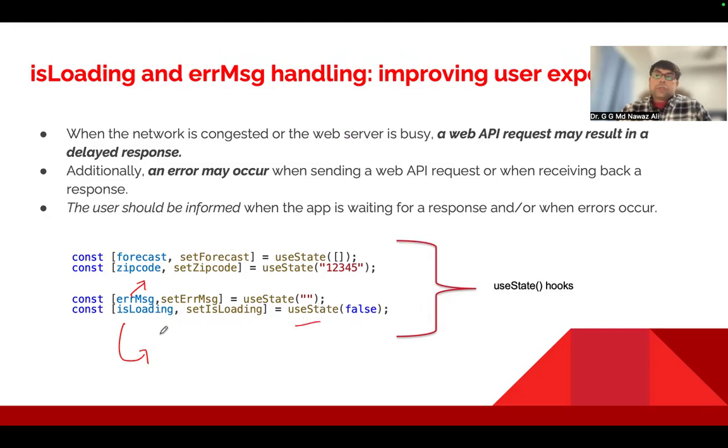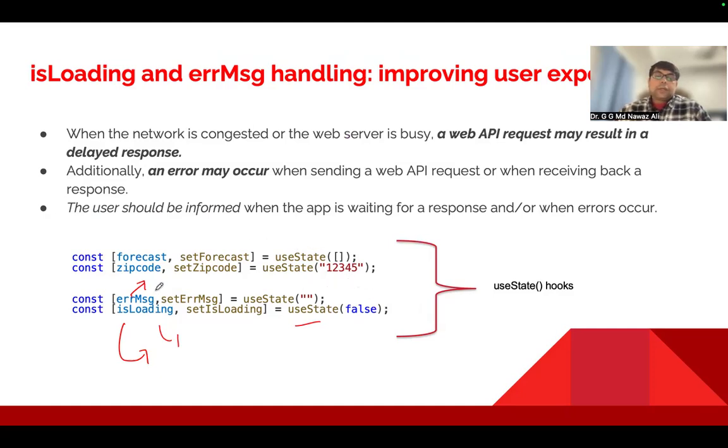Okay, so we can say that when the server is busy, or your app is waiting to get the data from the web API, then you can show a message that, okay, we are waiting for the data, something like that. Okay. So the user will know that the API communication is still on the way. Okay. We can do this using the useState method, or you can say the React hook.